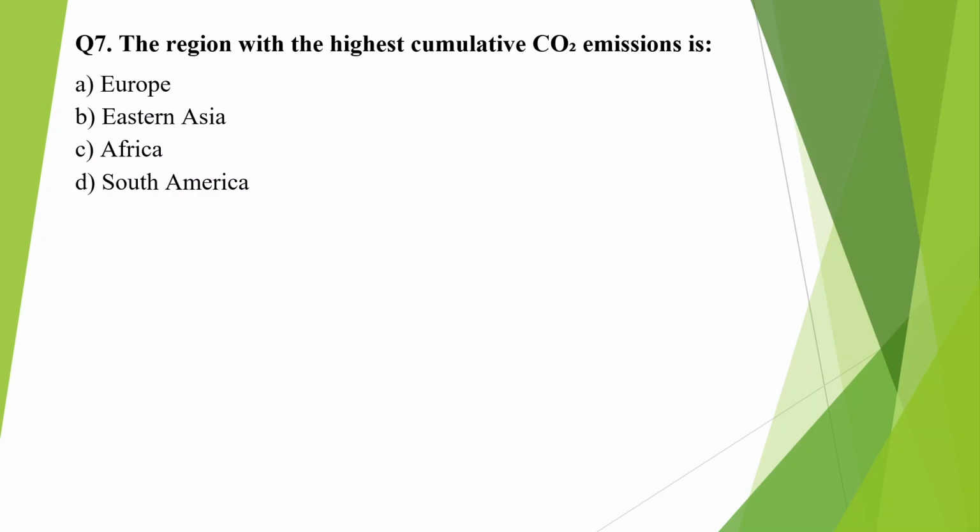Here is the next question: the region with the highest cumulative CO2 emissions is. There was one chart shown to you where different continents, East Asia, West Asia, Europe and others, were discussed with respect to cumulative CO2 emissions. From that chart, try to recall which region had the highest cumulative CO2 emissions. If you can recall, you will be able to answer correctly. The four options are Europe, Eastern Asia, Africa, and South America.